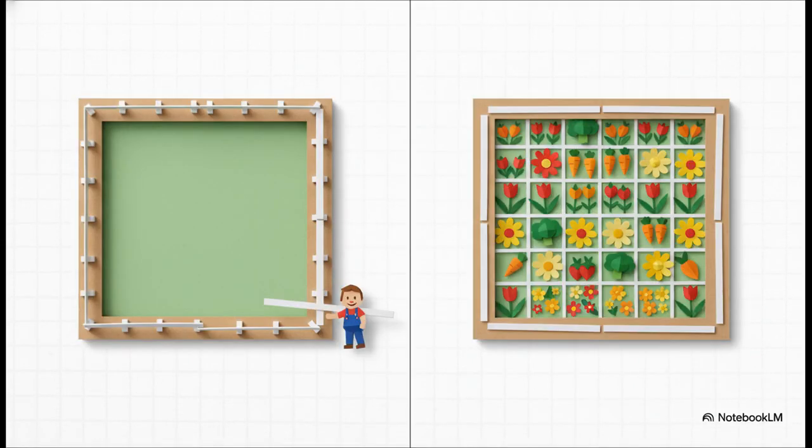So let's just quickly recap the main differences. Perimeter is the boundary length. Area is the space inside. We measure perimeter in plain old centimeters or meters, but we measure area in square centimeters or square meters. Never, ever forget the square for area.